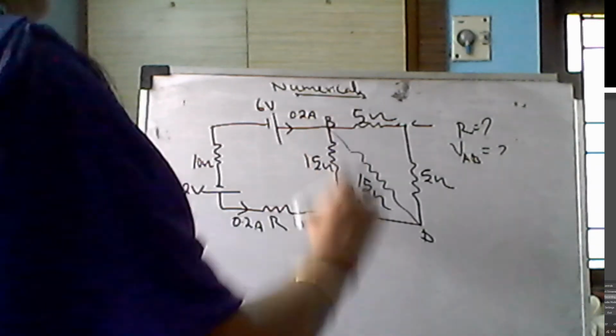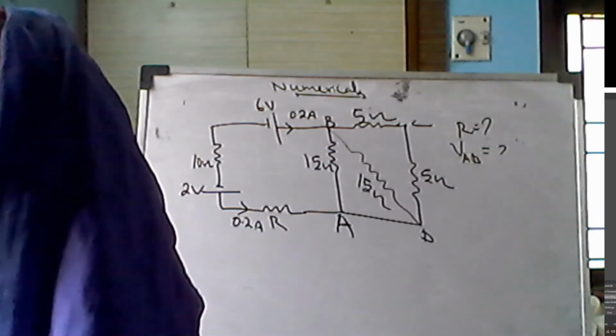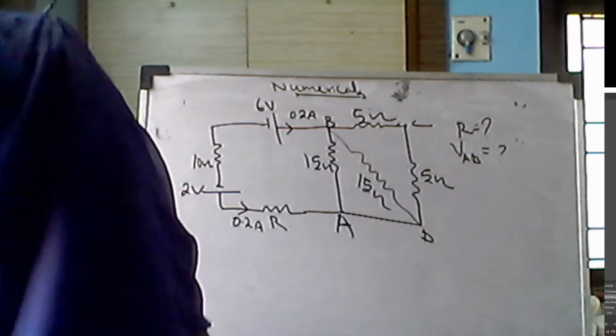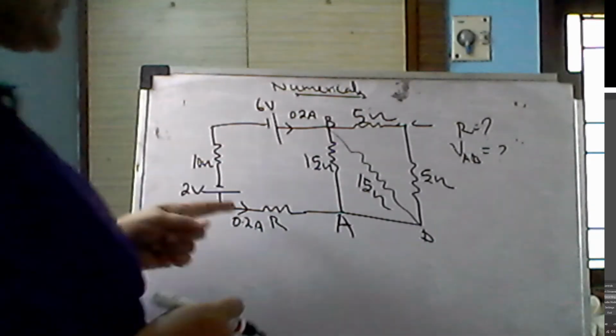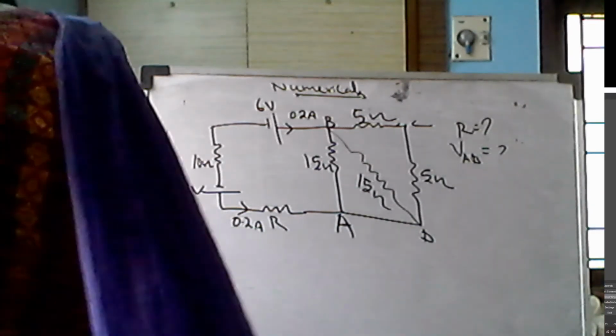VAB is nothing but this potential difference. All these three are parallel. You can take all these three as parallel, and then you can start doing. So now here the total current is given as 0.2 ampere.